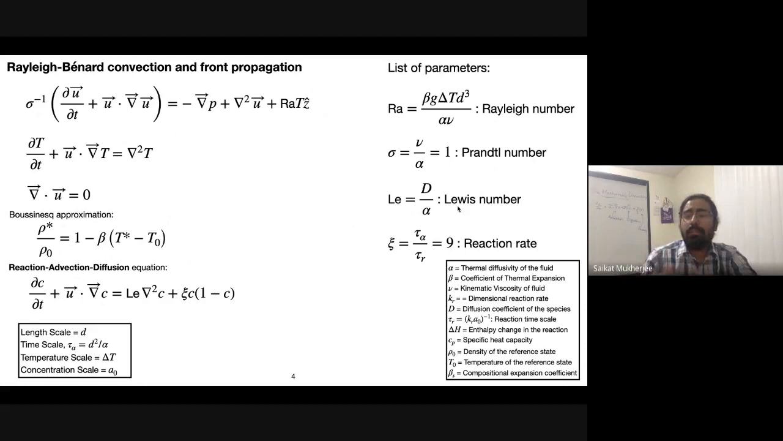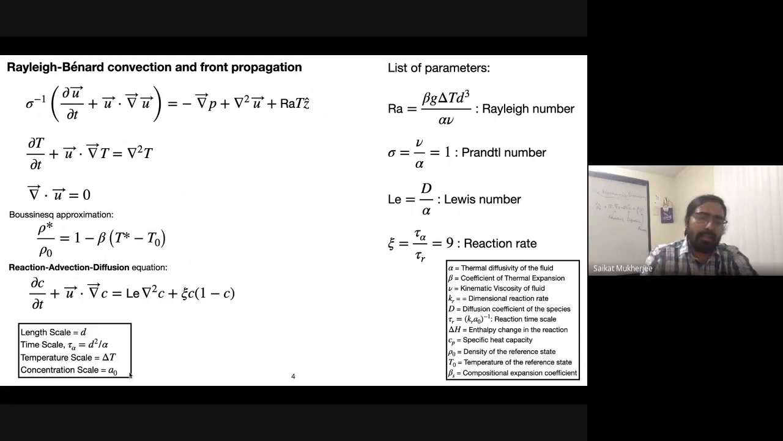All these equations here are non-dimensionalized, are scaled. The length scale here is d, which is the depth of the convection layer. The time scale is the time it takes for heat to diffuse from bottom to top. The temperature scale is the temperature difference. And for the concentration, we use the initial concentration in the domain, A naught, as the concentration scale.